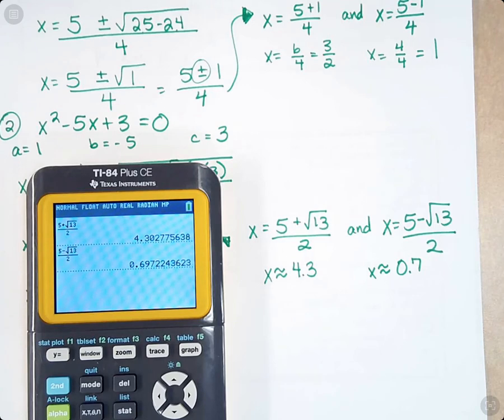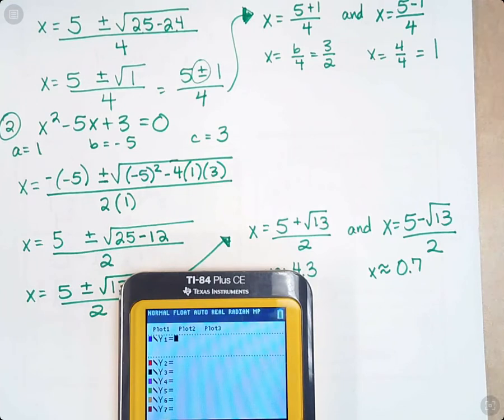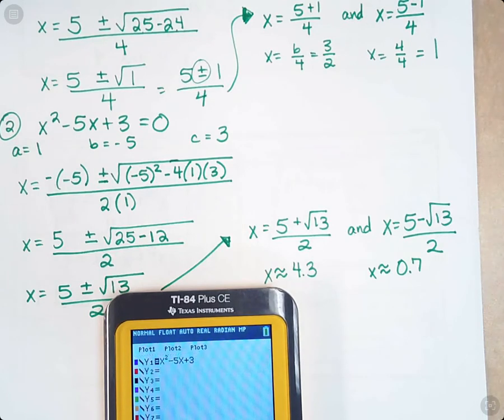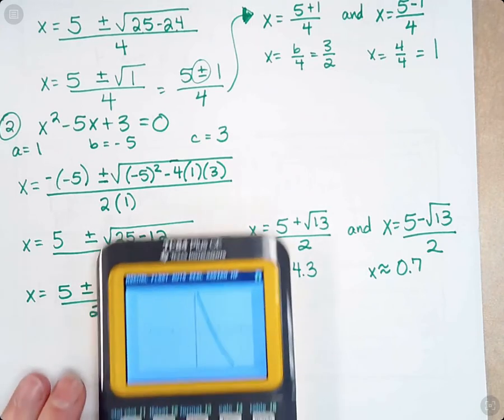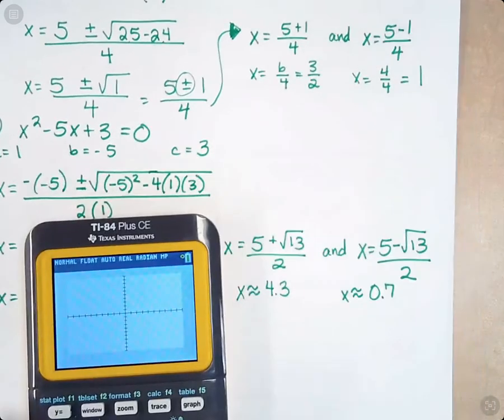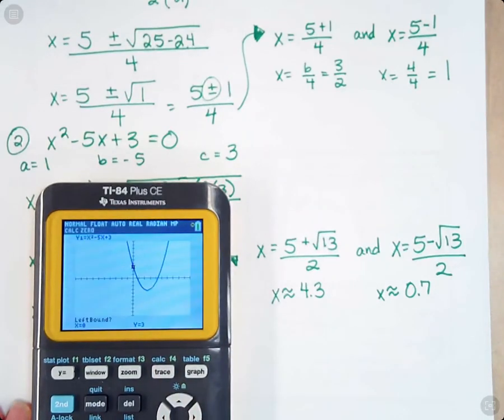And we're going to check it in our calculator now. So go to y equals. Put that equation in. X squared minus 5x plus 3. Graph it. Oh, I need to zoom mine back out. So I'm going to go to zoom standard. There we go. And then we can look and see, is it about 4.3 and about 0.7? We could double check that by going to calculate.